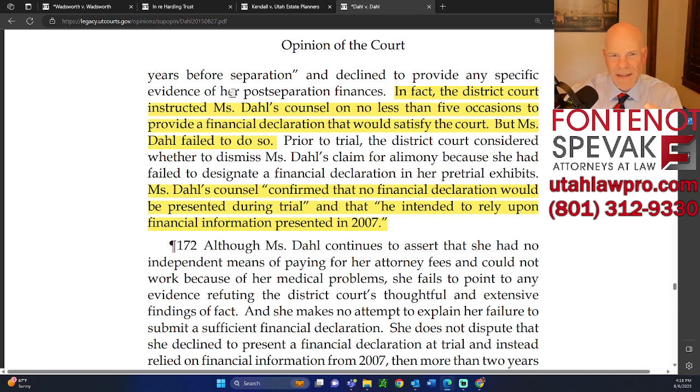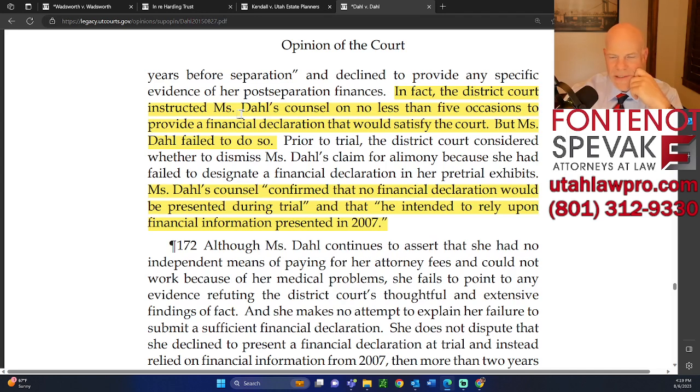The idea that an attorney would not comply with the requirement for a financial declaration, we don't know if that was just the client's obstinance or just the attorney's failure. We don't really know, but ultimately, the choice to not provide a financial declaration is fatal to a claim like this. So always do your financial declaration.